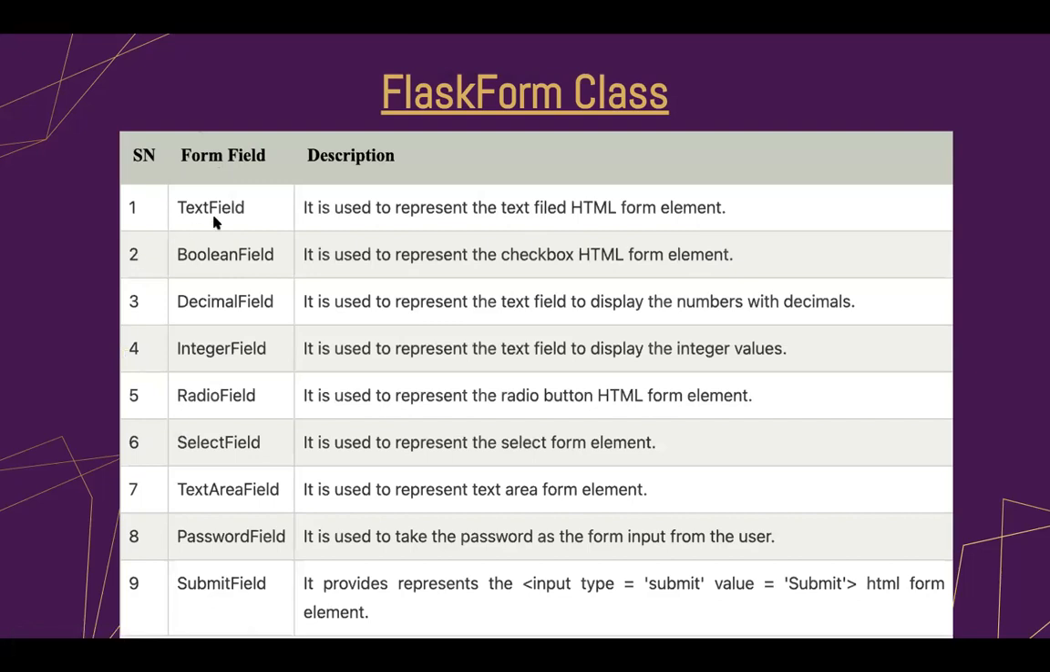So a text field, we had that before with HTML. Boolean field is just like a checkbox. You can check either box, like female, male, and then you can check female or male. Decimal field, you can enter decimal numbers, integer, self-explanatory. Radio field is radio buttons that we see everywhere. There's a bunch of options and you can choose one of them. We have select, text area, password field. We had password field before, you know how it works, and submit field.